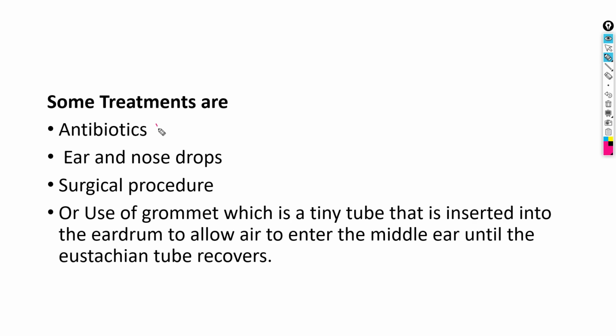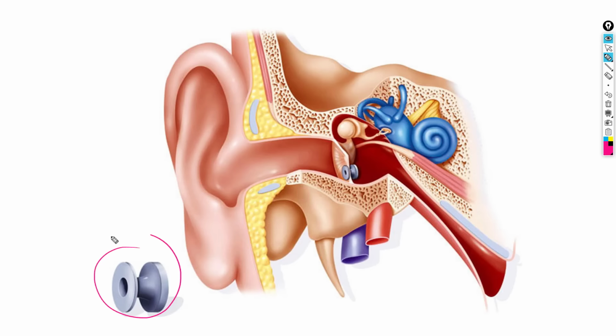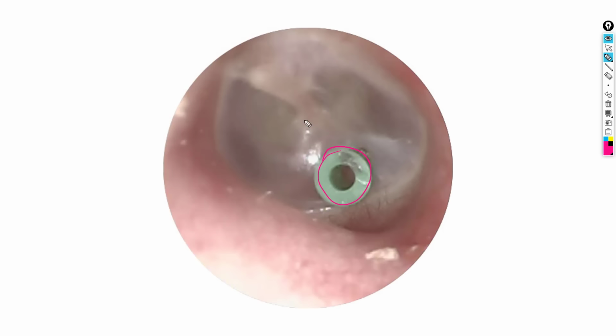Some treatments are antibiotics, ear and nose drops, surgical procedure, or use of grommet, which is a tiny tube that is inserted into the eardrum to allow air to enter the middle ear until the eustachian tube recovers.